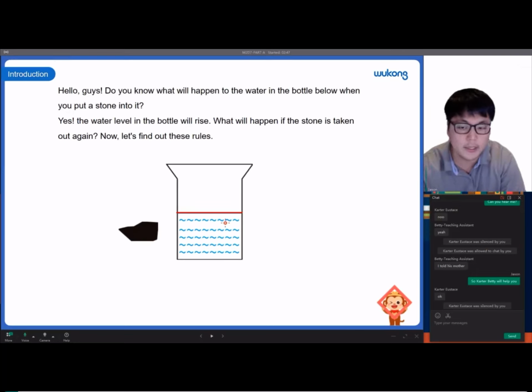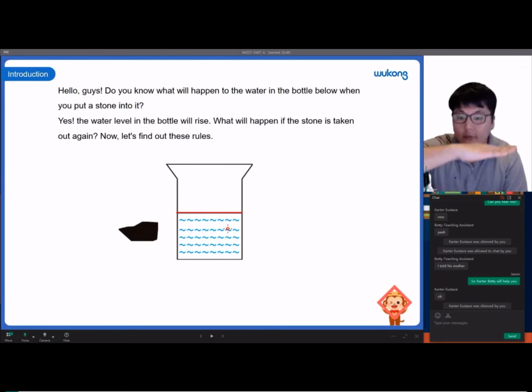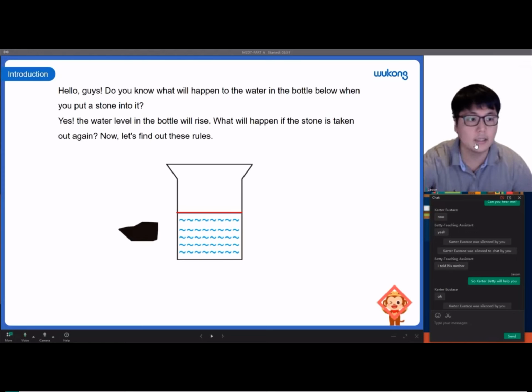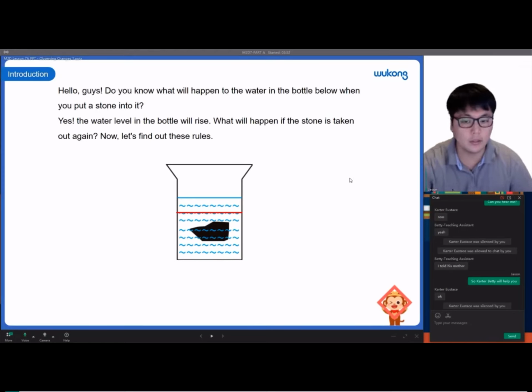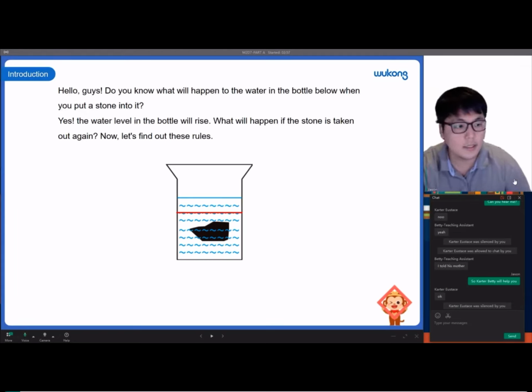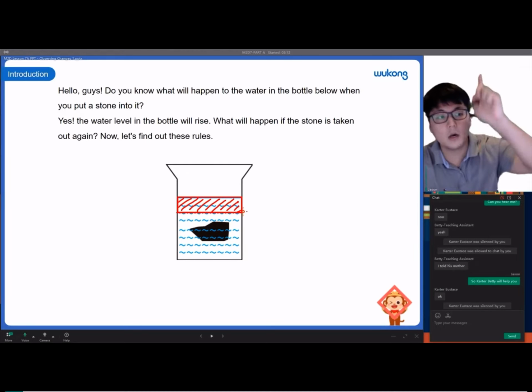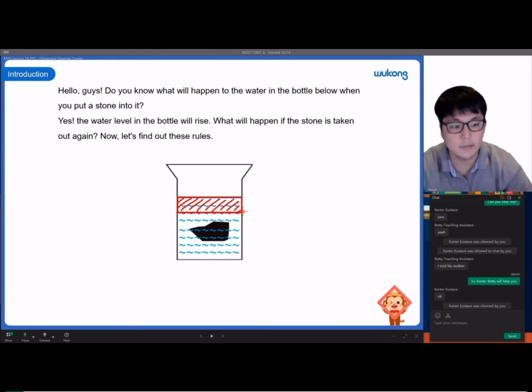So this red line was the water level before putting a rock inside. Now, after putting a stone inside the water bottle, see how much it increased. You guys can see that this is how much it increased, everybody. Increased means going up, okay? So this is how much more the water level has gone up. Does that make sense, everybody?